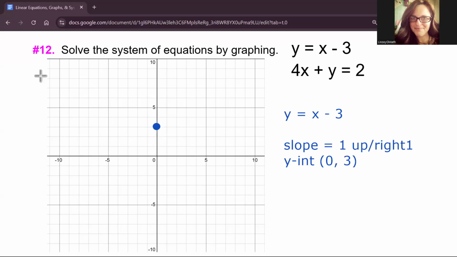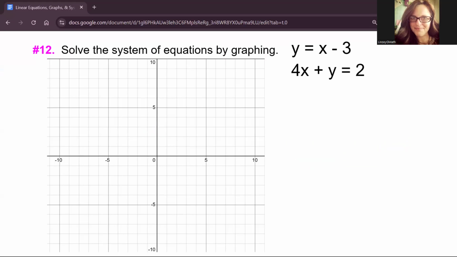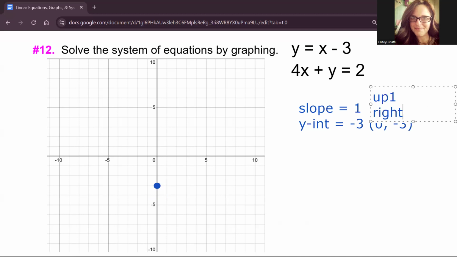Oh, sorry, the y-intercept is -3. Slope is 1, y-intercept is -3, so we'll go down 3 to -3. And then with our slope of 1, we can go up 1 and to the right 1. Rise over run. Up 1 to the right 1. We'll do that a couple times.